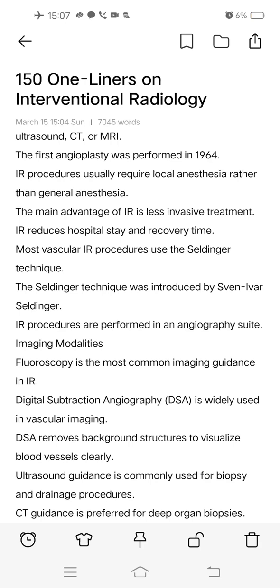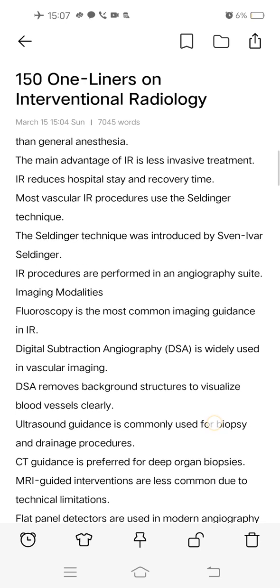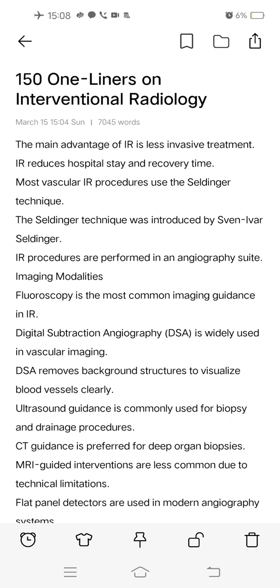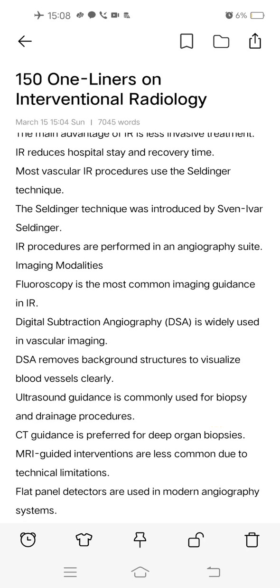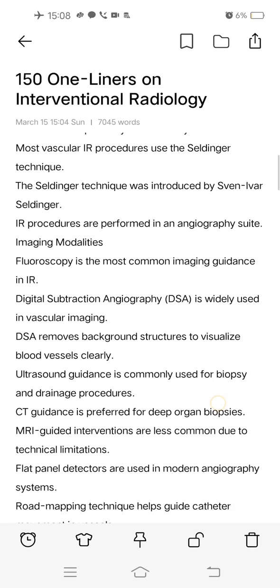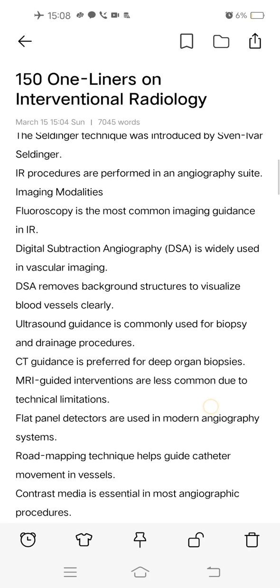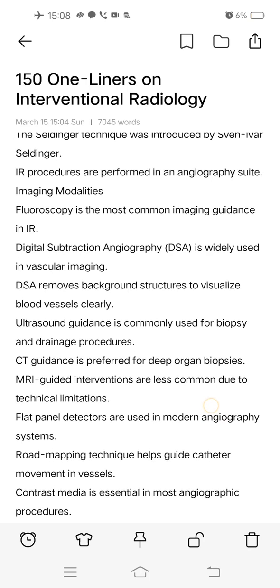Most vascular interventional radiology procedures use the Seldinger technique. The Seldinger technique was introduced by Sven Ivar Seldinger. IR procedures are performed in an angiography suite. Imaging modalities: fluoroscopy is the most common imaging guidance in IR. Digital subtraction angiography is widely used in vascular imaging.